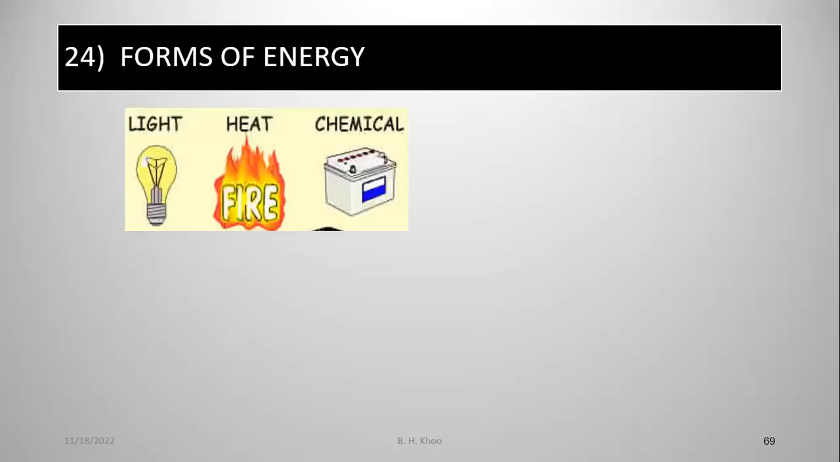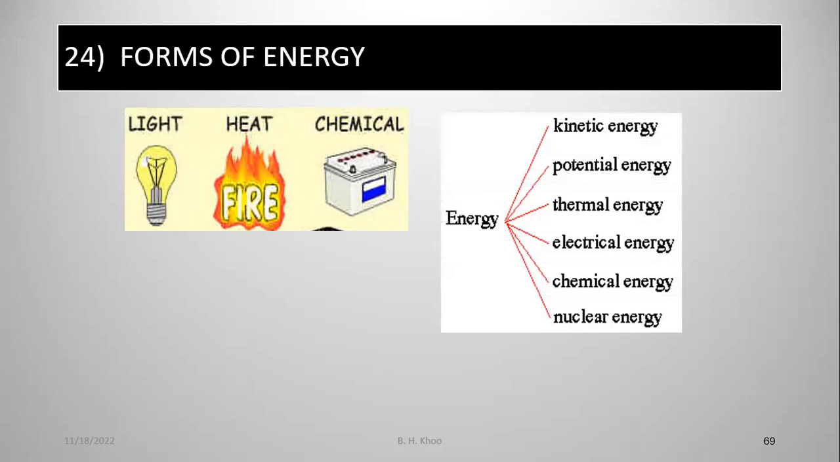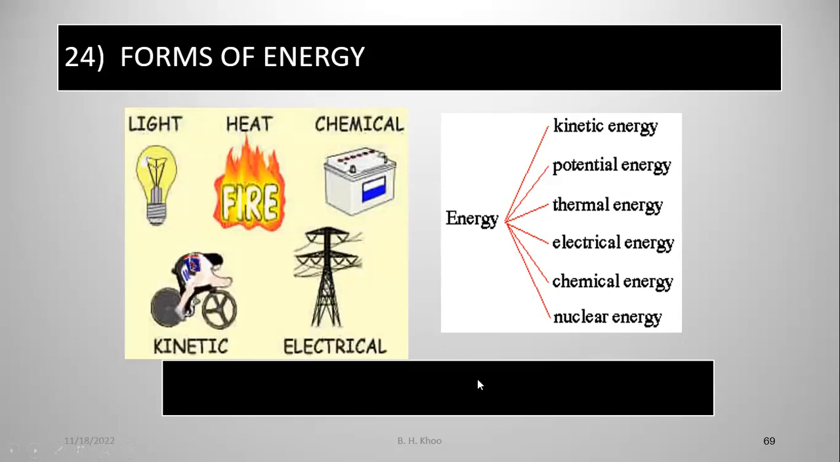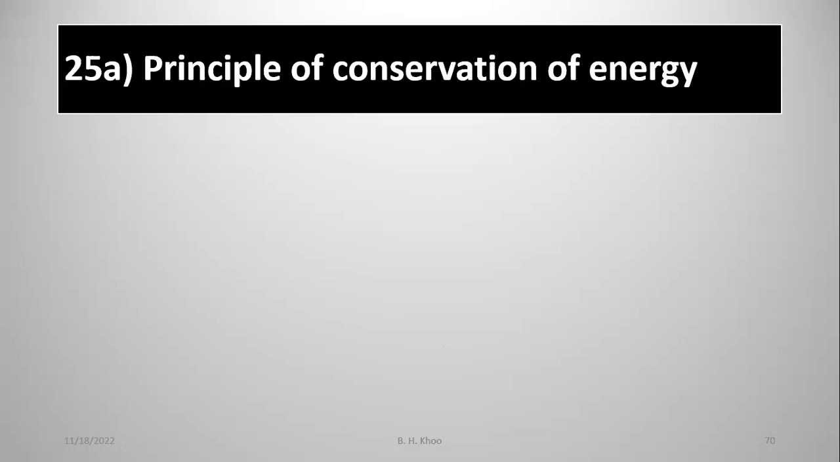So there are other forms of energy like heat and chemical. We have done kinetic and potential, thermal we study later on, electrical we study next semester, chemical energy, and then nuclear energy. That will be third semester. This one we study in chemistry. So mechanical energy is usually kinetic energy and potential energy.